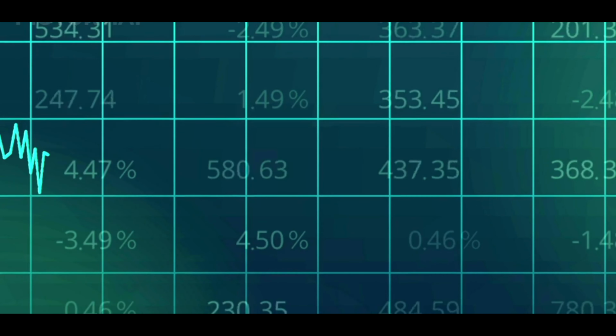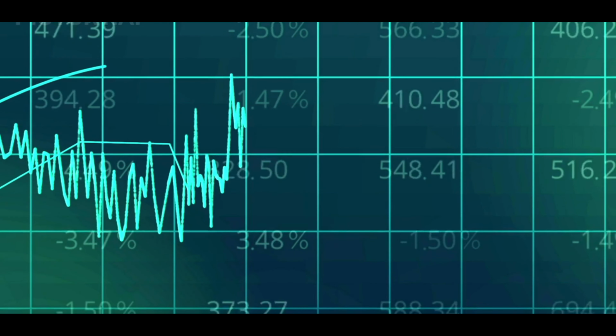On the other side of the market equation is supply, which represents the willingness and ability of producers to offer a good or service at various price points.